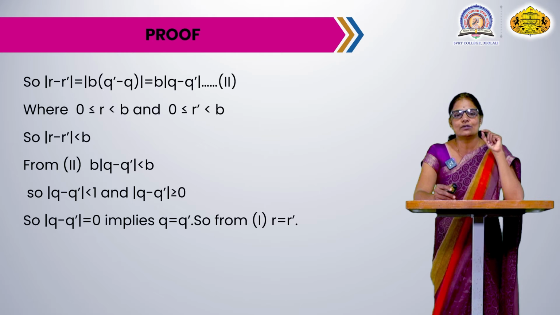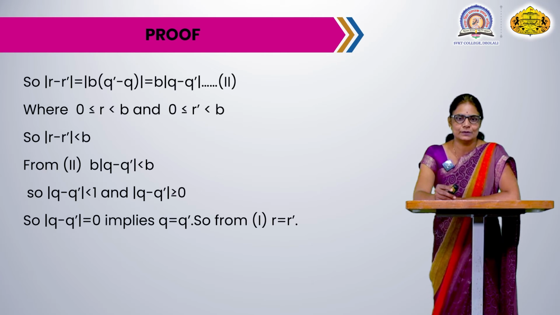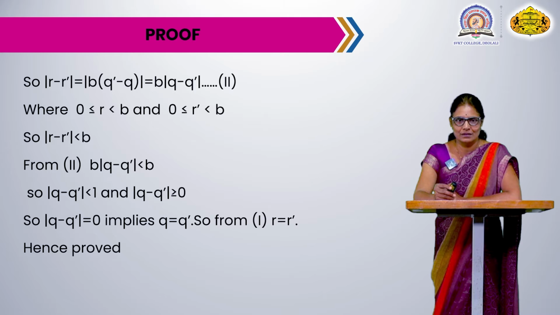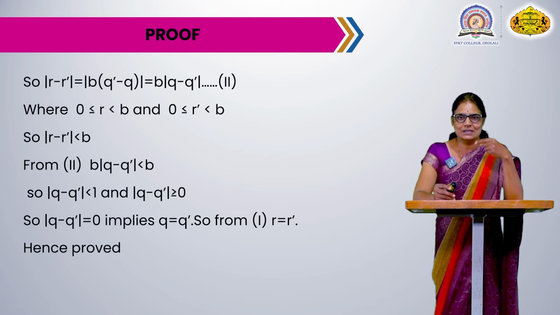So q minus q dash is 0 implies q equals q dash. Now use equation 1 or 2. From equation 1 we get r equals r dash. So this proves the uniqueness of both the integers q as well as r, and hence the whole theorem is proved. Just recall again what the theorem is.